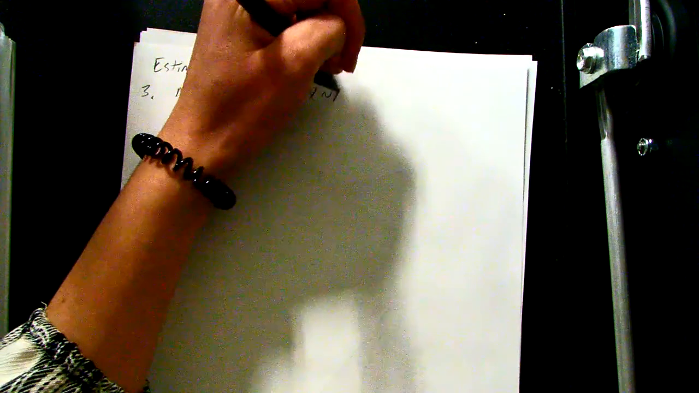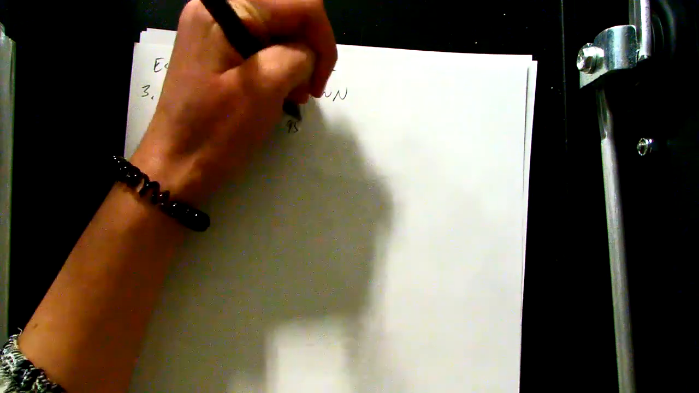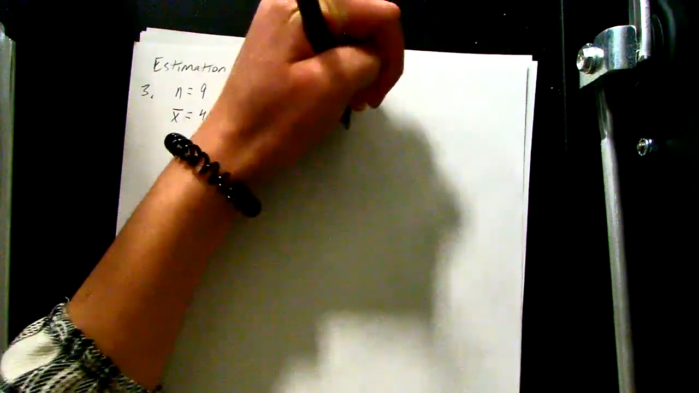And what assumption must we make? We must assume that x is distributed normally. And because our sample size is 9, which is less than 30, we cannot use the central limit theorem. So our underlying distribution has to be distributed normally for us to be able to proceed. So the formula for the 95% confidence interval about the mean is as follows.